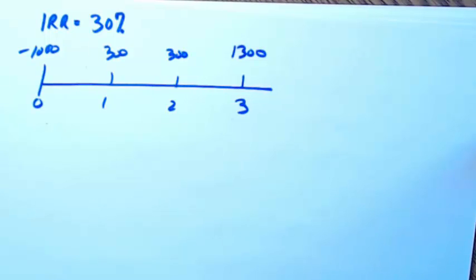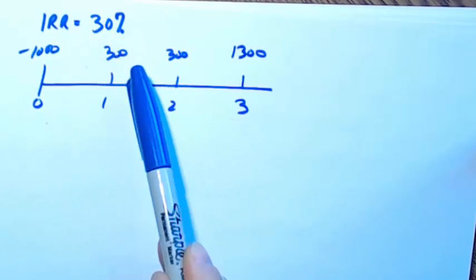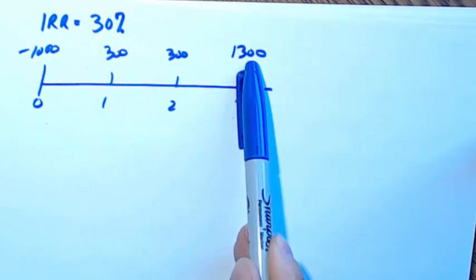Now what I'm going to tell you is that that calculation assumes that these cash flows are getting reinvested at 30%, which is really high. So let's see.